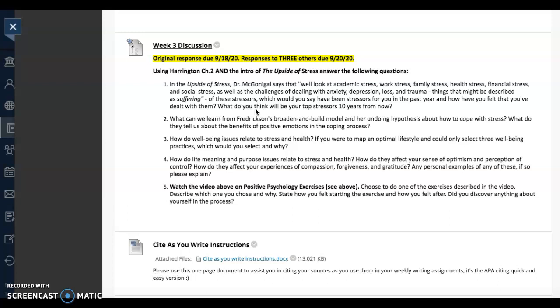So in the first question, it's more of a personal question. It's not really based in research or anything like that. But Dr. McGonigal says in her book that what we're going to be looking at over the course of the book is academic stress, work stress, family stress, health stress, financial stress, and social stress, as well as the additional challenges that are brought on by anxiety, depression, loss, trauma, anything we consider suffering.